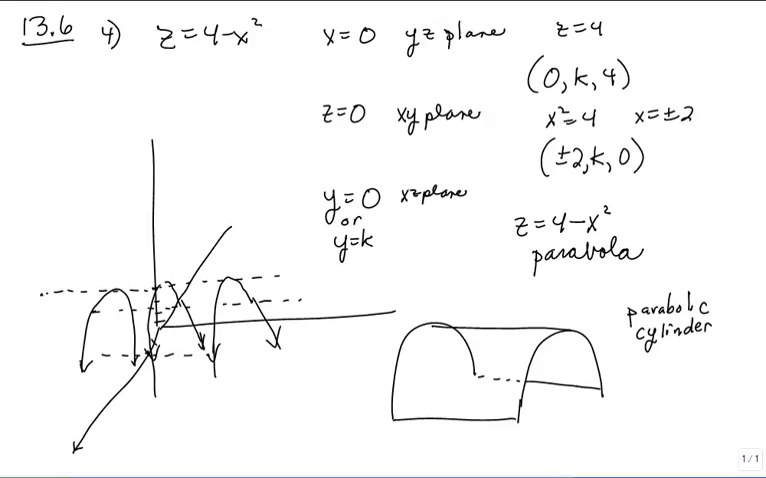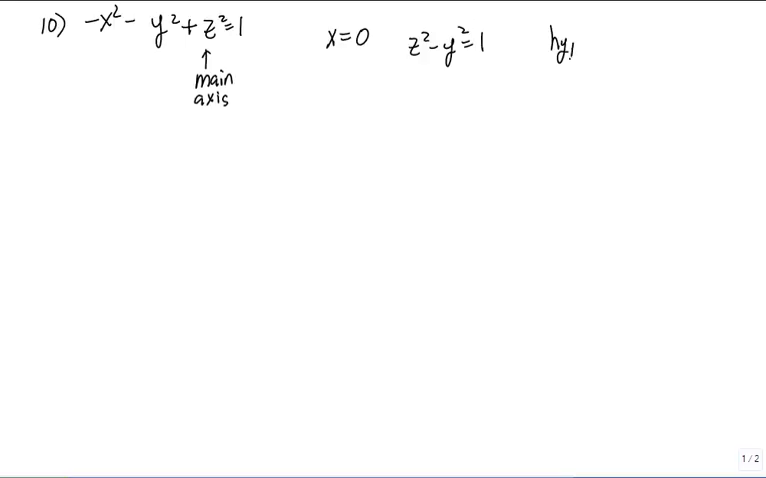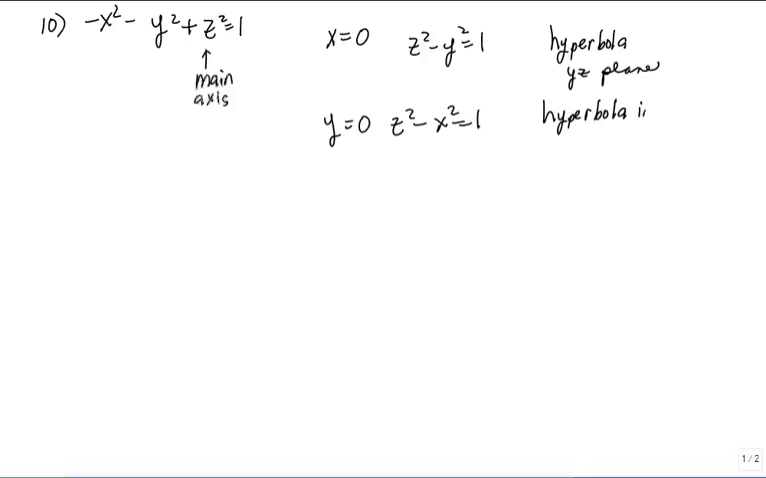All right, let's look at number 10. We have minus x squared minus y squared plus z squared equal 1. And since the z is positive, that tells me that the main axis is on the z-axis. So if x is 0, I get z squared minus y squared equal 1, which is a hyperbola in the yz plane. And if y equals 0, I get z squared minus x squared equal 1, which is a hyperbola in the xz plane. And if z equals 0, I get x squared plus y squared equal negative 1, so I get nothing.